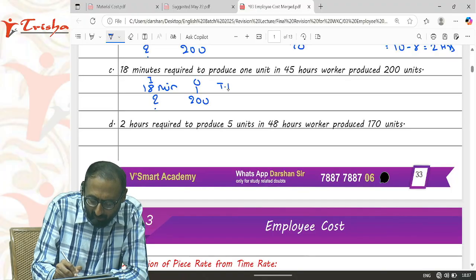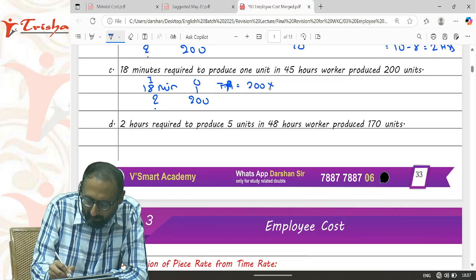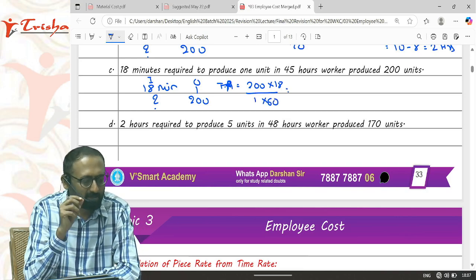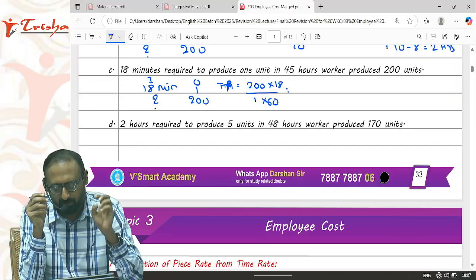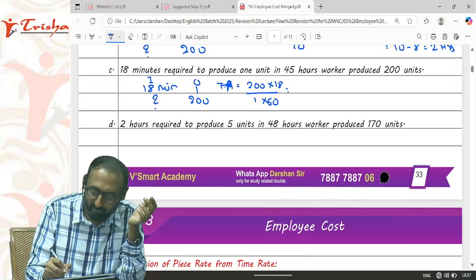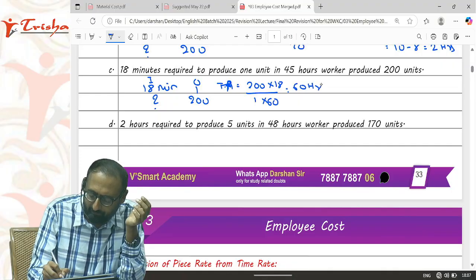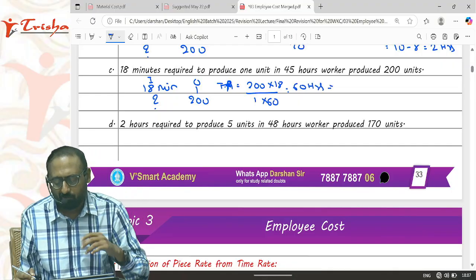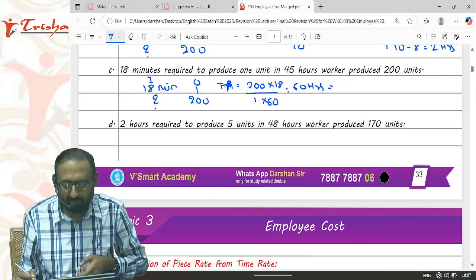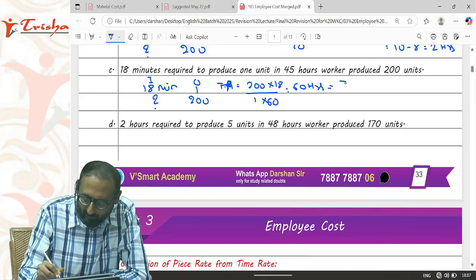So time required or time allowed is equal to 200 multiplied by 18 divided by 1 divided by 60. Because time is given in minutes, you'll have to convert it into hours. Can someone tell me how much will be the time allowed? Is it 60 hours? Yes or no? Now after you calculate that 60 hours, immediately please tell me what will be your time saved.